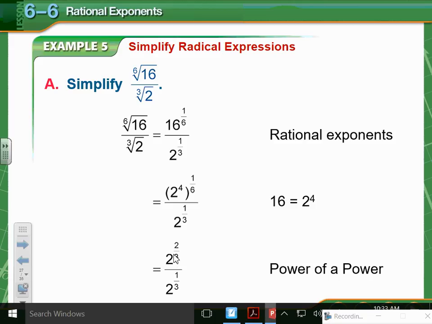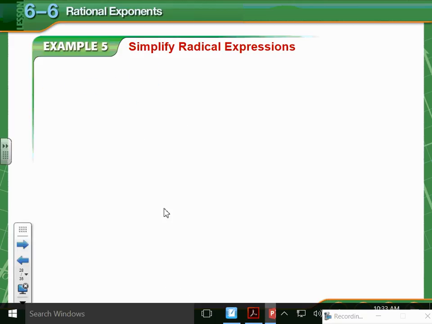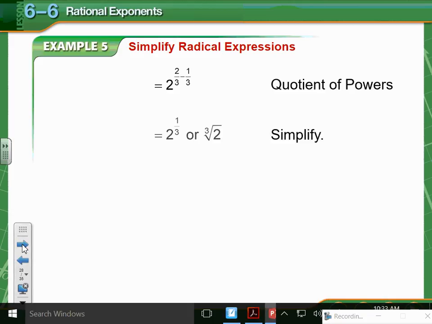And our exponent rule says that when you have like bases that are being divided, you can subtract the exponents from each other. And that's why we were able to say that's the same as 2 to the 2/3 minus 1/3 power, which is just 2 to the 1/3, which is the same as cube root of 2.